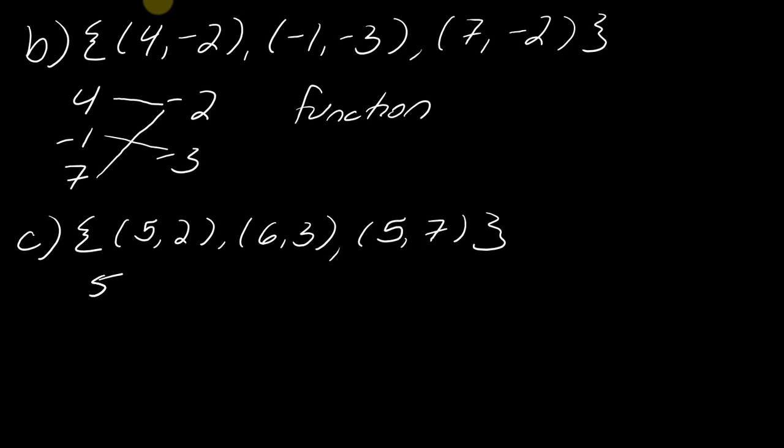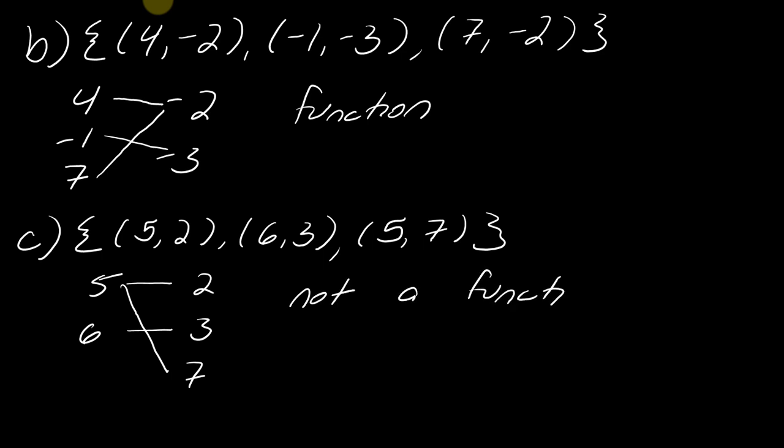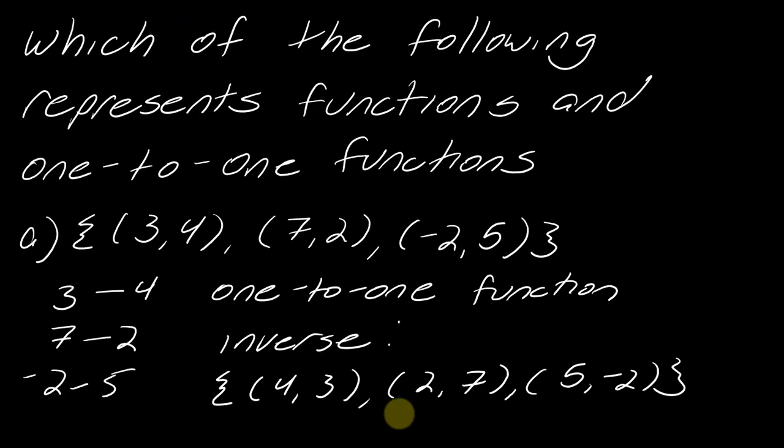Versus if I have 5, 6, and 5, and then 2, 3, and 7, 5 goes to 2, 6 goes to 3, and 5 goes to 7, so this would not be a function. So again, this is the type of relationship that we're thinking about. So we've seen that the idea of finding an inverse, if we have an inverse, is just that I flip-flop my coordinates.